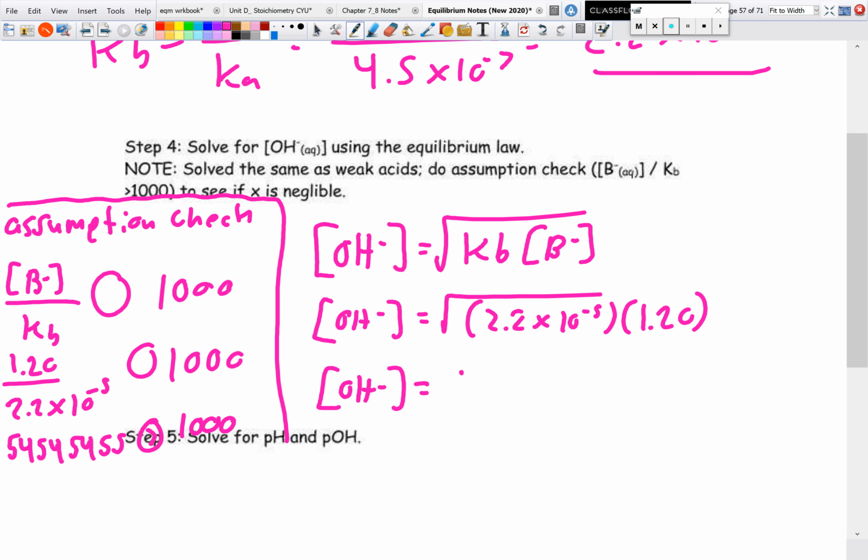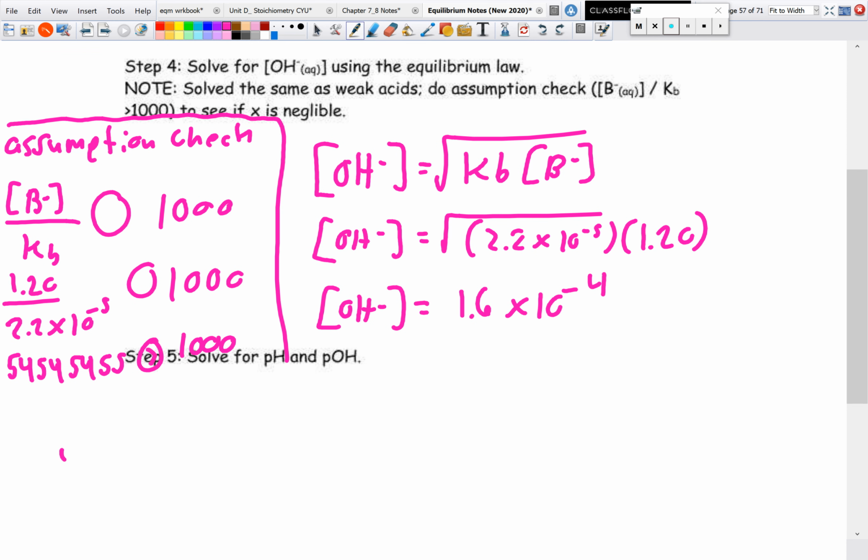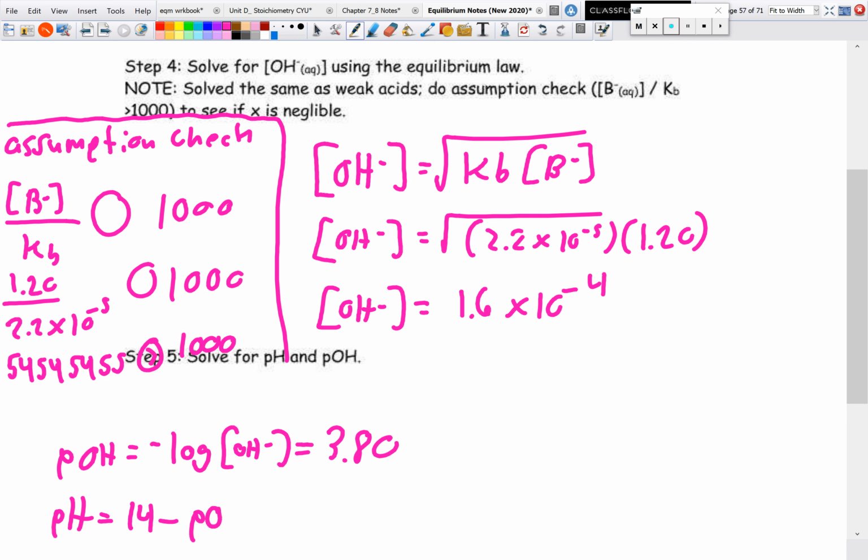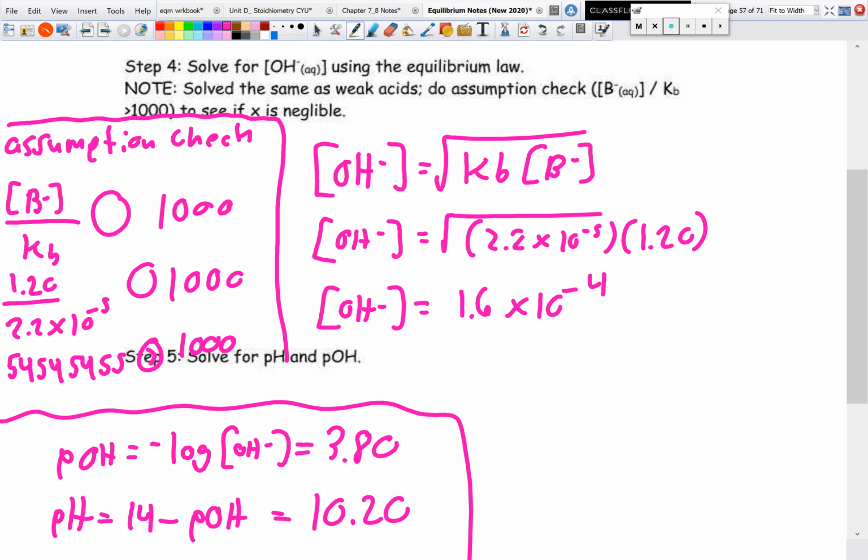In this case, we get 1.6 times 10 to the power negative 4. And once we know hydroxide, we can get pOH is equal to negative log of the concentration of hydroxide, and you get an answer of 3.80. And to get pH, we go 14 minus pOH, and we get 10.20. And we solve for those like we did with our acids.